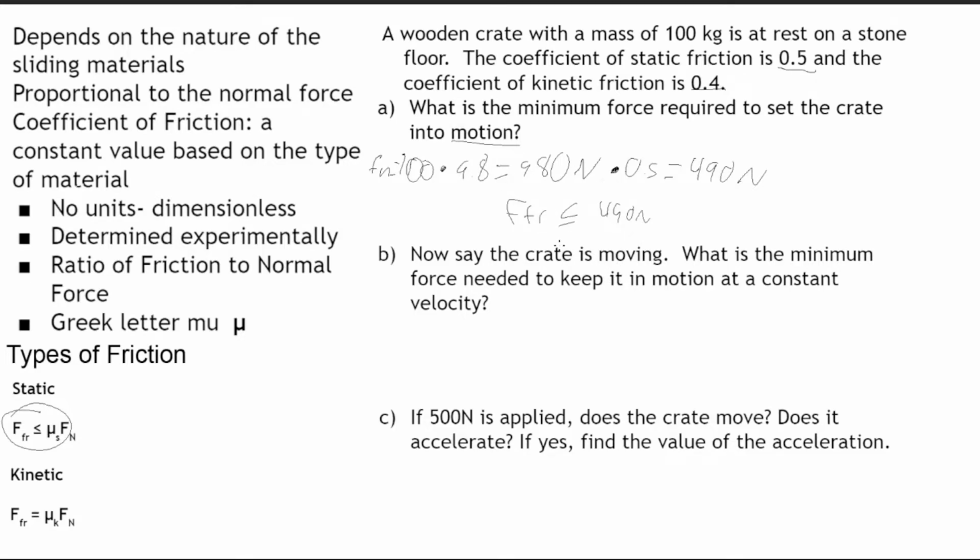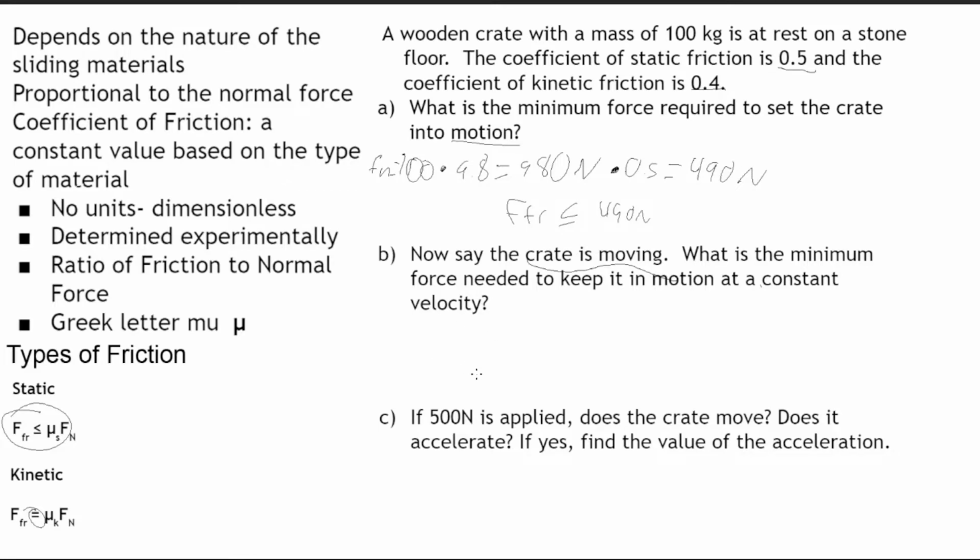That's it. So for part B now, we say the crate is moving, so we're now going to be using kinetic friction because the crate is already moving. What is the minimum force needed to keep it in motion at constant velocity? Now that we're using the equal sign, we're trying to keep it at constant. So these values just must be the same, which is why we know it's kinetic. And also, the crate is moving, so that also hints as to why we need kinetic.